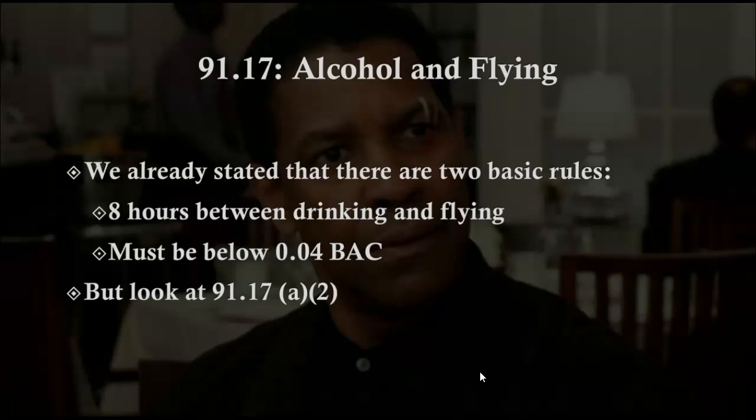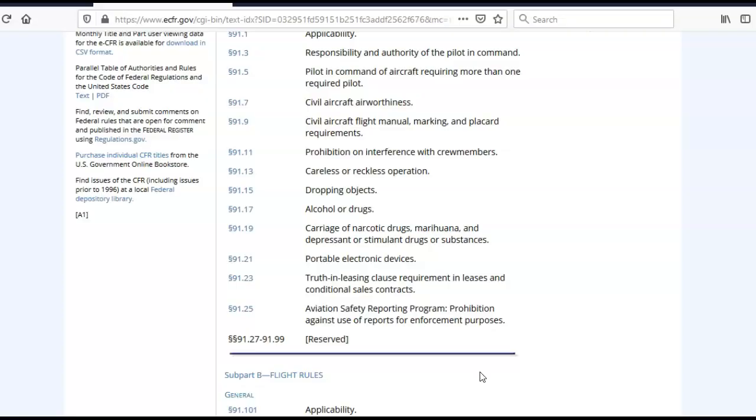FAR Part 91.17 describes the rules and regulations that apply to alcohol and flying. There are two basic rules. One is 8 hours between drinking and flying, so you cannot fly an airplane if you've been drinking within 8 hours. Your blood alcohol content must be below 0.04. And if you look at Part 91.17, you'll also notice a general rule. So let's take a closer look at Part 91.17.